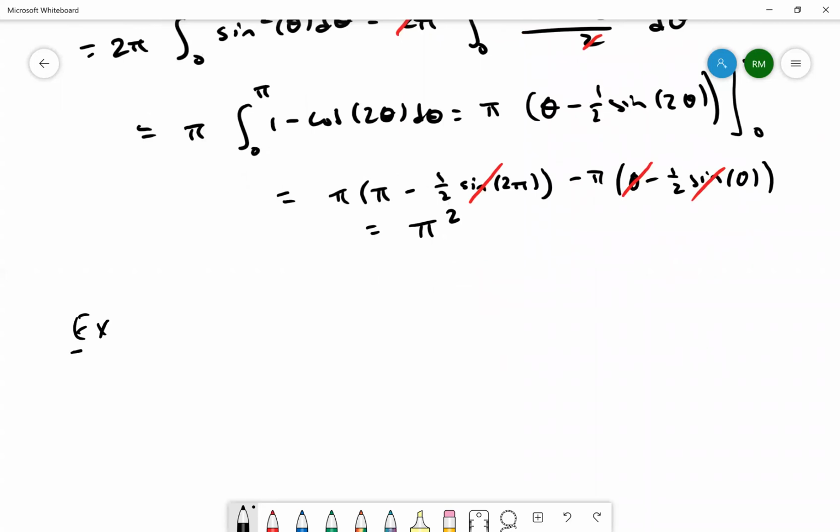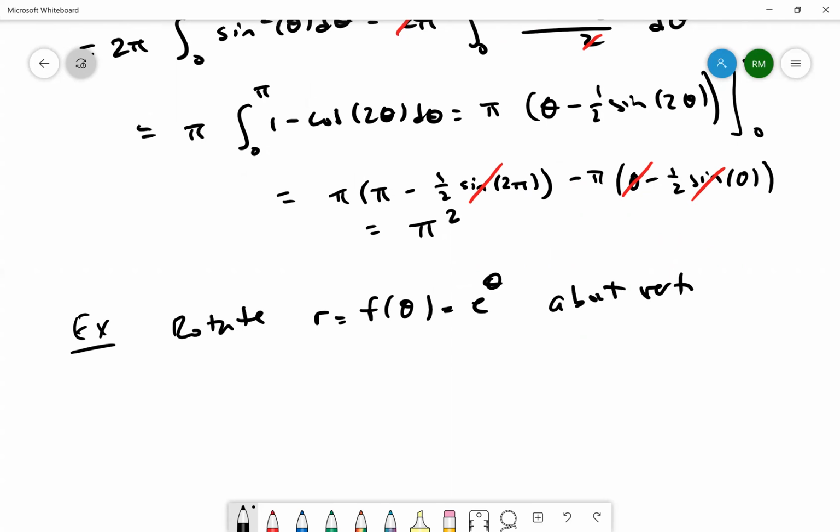And so an example for you is to rotate the equation r is e to the theta about the vertical axis on the interval from 0 to pi over 2.